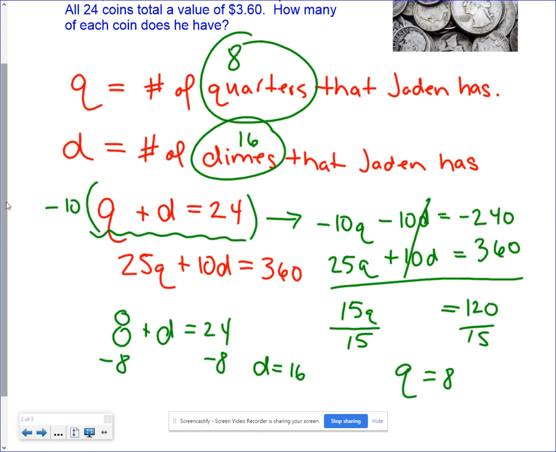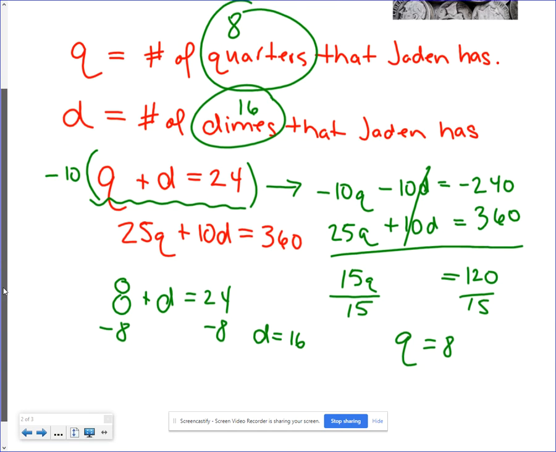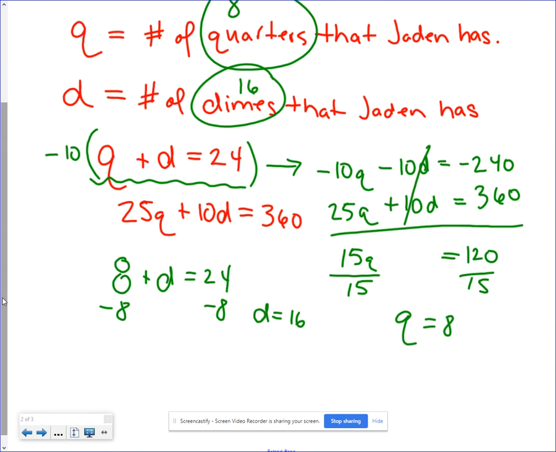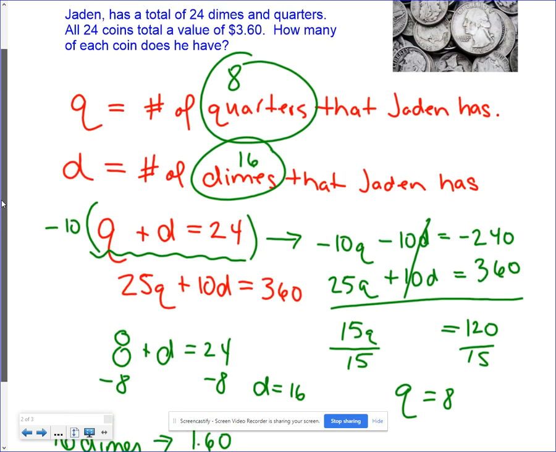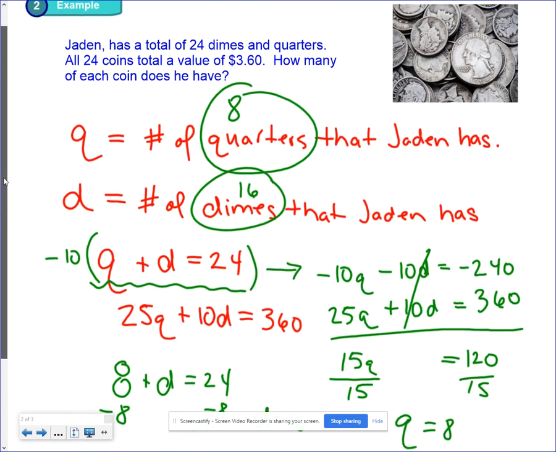A lot of times with these story problems, you can always check and make sure this makes sense. 16 dimes. How much is 16 dimes? Well, that's $1.60. How much is 8 quarters? That's $2. How much did we start with? Hopefully it was $3.60.